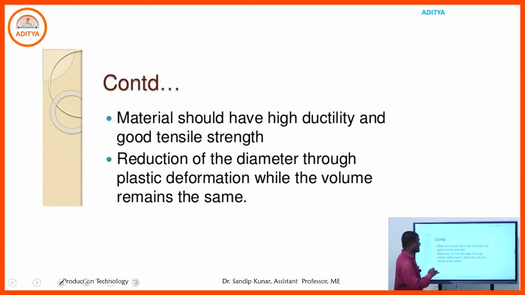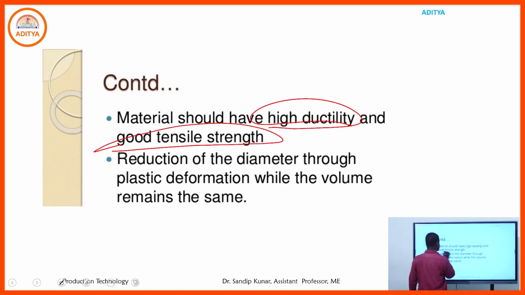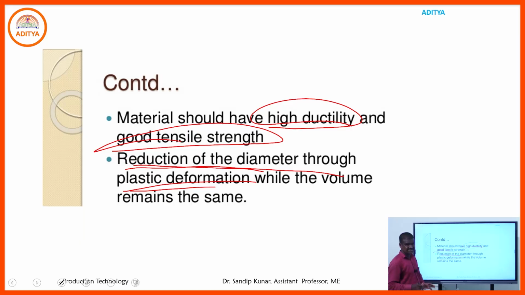The material must have high ductility and good tensile strength. Without these properties, it is not possible. There is a reduction in diameter through plastic deformation while the volume remains the same. Before the wire drawing process and after the wire drawing process, the volume of the product remains the same.